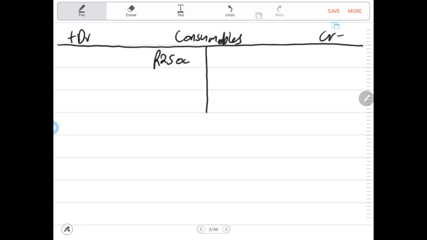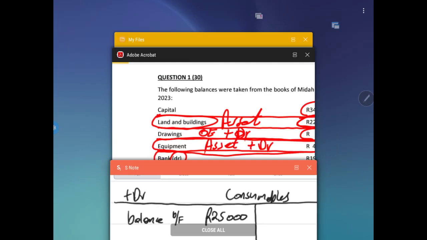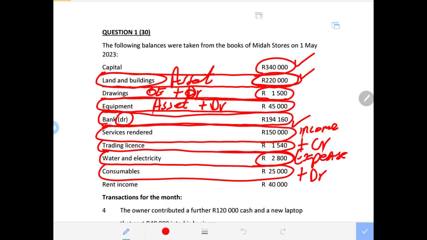We have 25,000 rands. This is our opening balance or our balance brought forward, balance coming from the previous period. So we have recorded the consumables. Consumables will always be increasing on the debit side. Then we have rent income of 40,000 rands. They told us that this is an income.